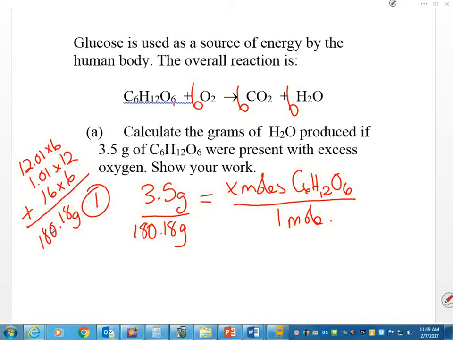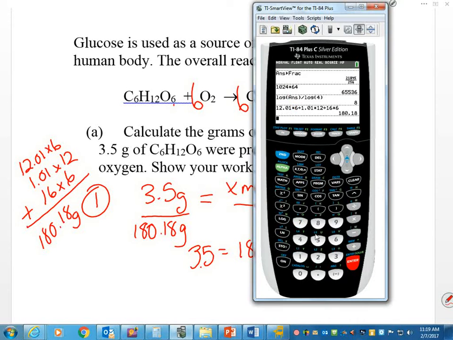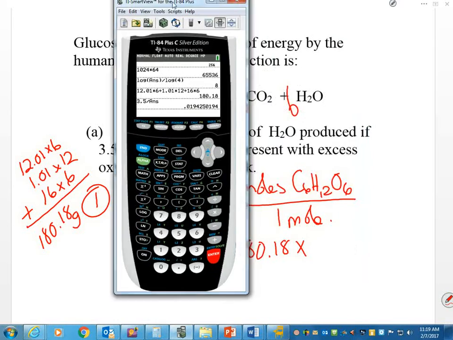How do we solve? We cross multiply and solve. So we actually get 3.5 is equal to 180.18x. To get x alone, I divide. So I get 3.5 divided by 180.18, which gets me 0.0194.